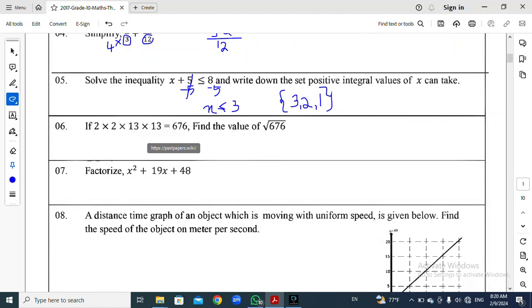Now the sixth one: 2 into 2 into 13 into 13, 676. Find the value of the square root of 676. This is one method, using the prime factors, finding square roots using prime factors. Now you see, in this method we can write like this: square root of 676 is equal to the square root of these factors. So now you know 2 into 2, square root means the same values, 2 into 2.